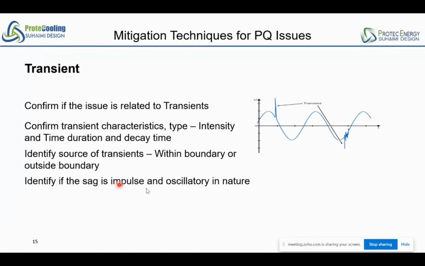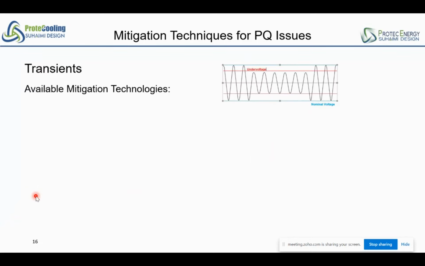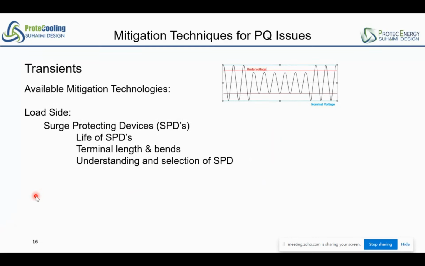Then identify if the transient is impulse or oscillating in nature, so your solution will change accordingly. Among the available mitigation techniques, one of the most common and proven technologies is SPDs, that is surge protective devices. But while selecting an SPD, note that the life of an SPD is very short as compared to other electrical equipment. So we need to be very careful while selecting the SPDs, and if an SPD has failed, we will not even come to know.